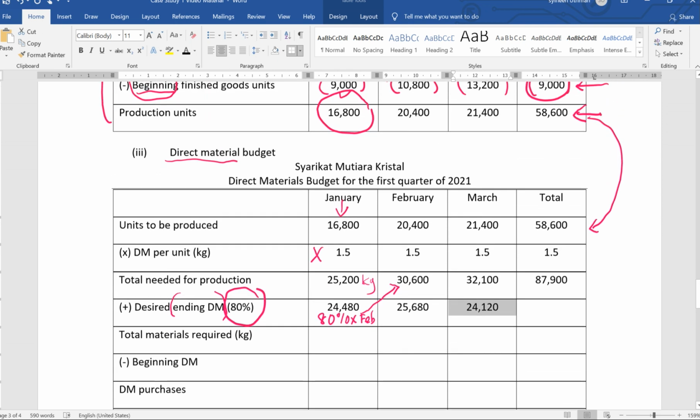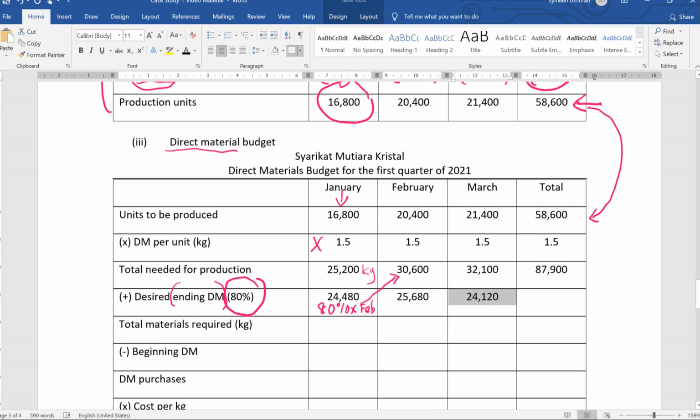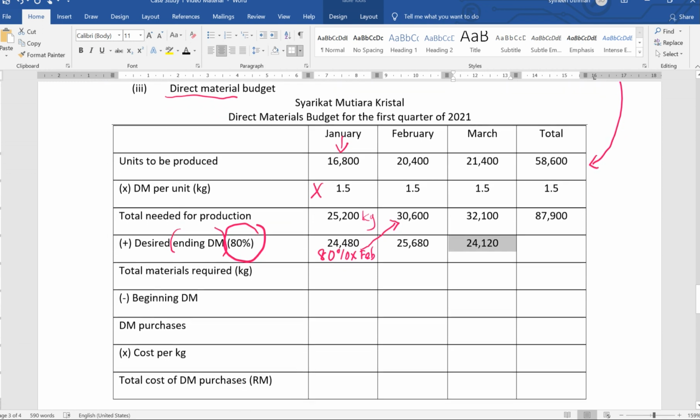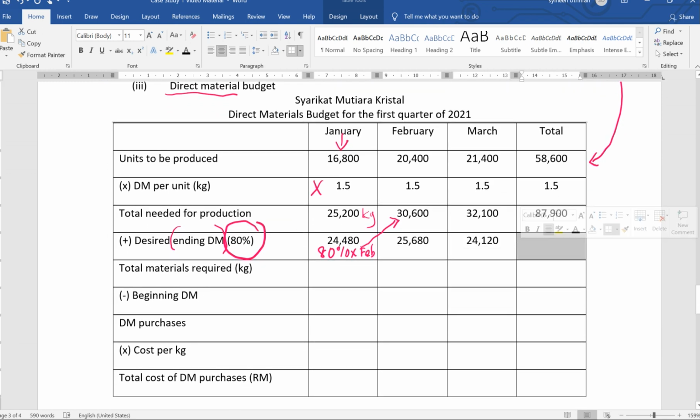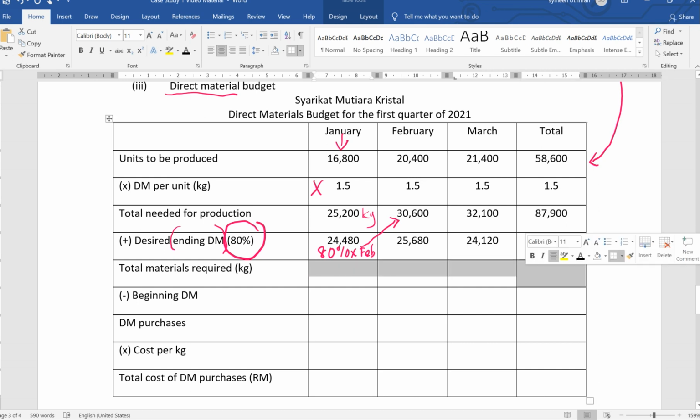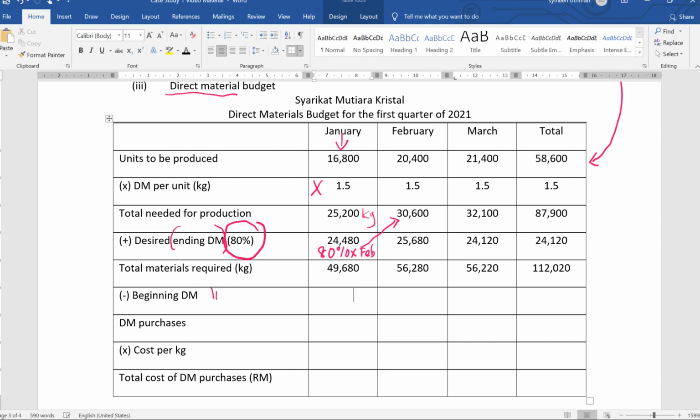Okay, alright, so yang ni okay ya, boleh. Alright, so we are gonna get the total of the ending inventory, ending inventory there is no total, so ending inventory kita akan ambil figure yang last lah, 24,120. So total direct material required, okay, kita akan campur, so you'll get the total of the direct materials required. Okay, and then we will minus with the beginning direct material inventory.